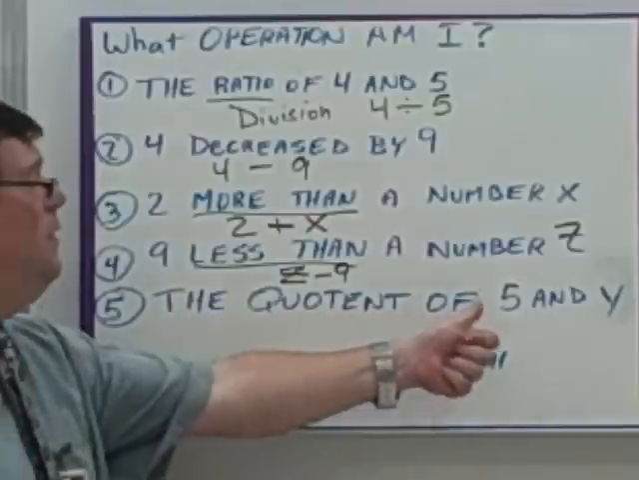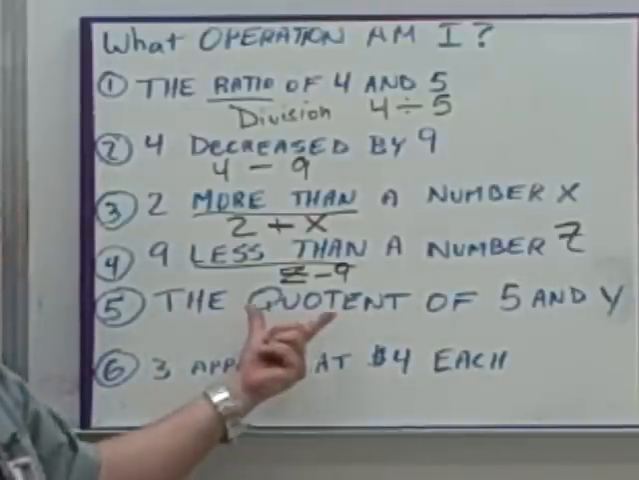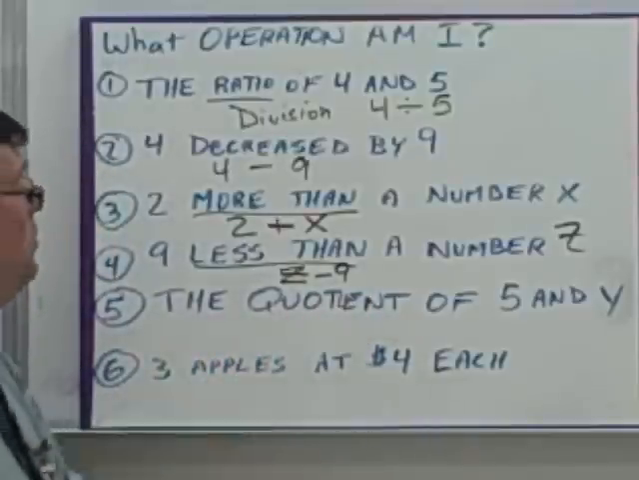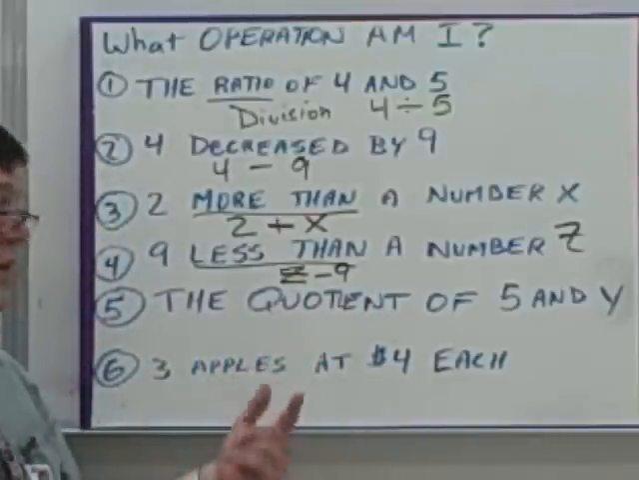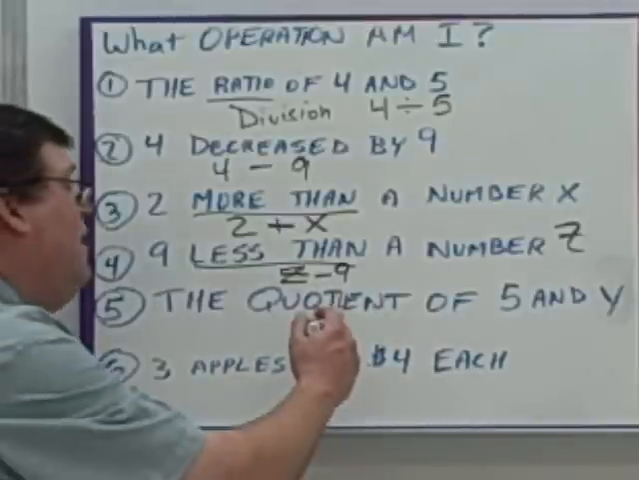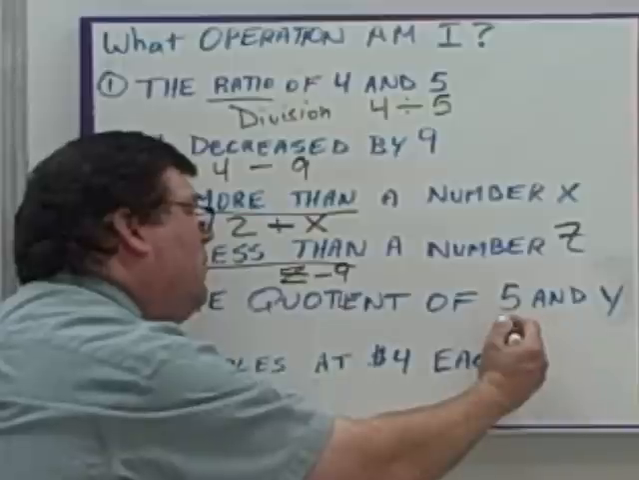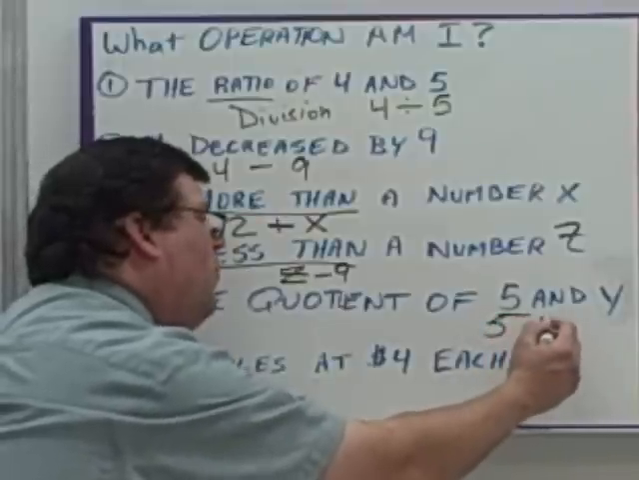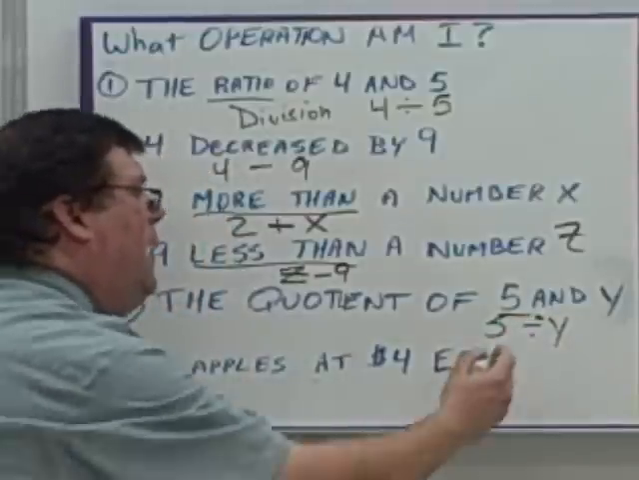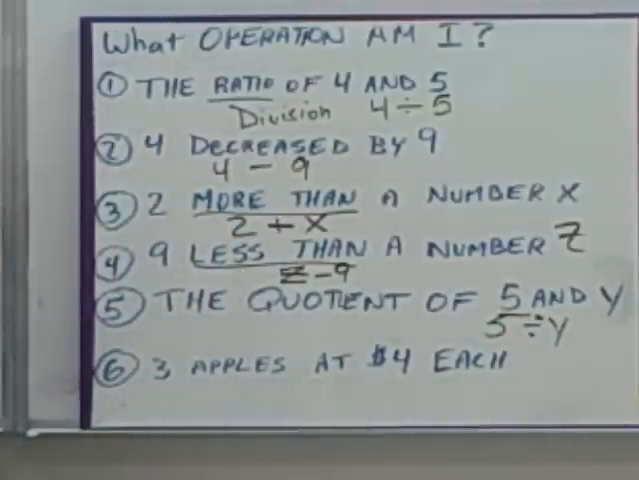The quotient of 5 and y. Well, the quotient is the answer in division. So we are dividing again, and again 5 and y means 5 is the first one, y is the second. 5 divided by y.